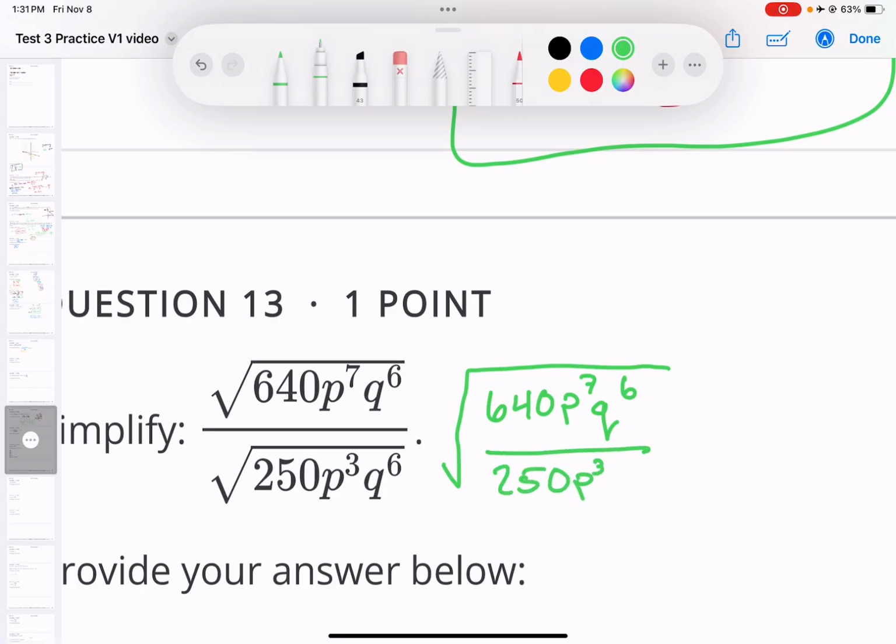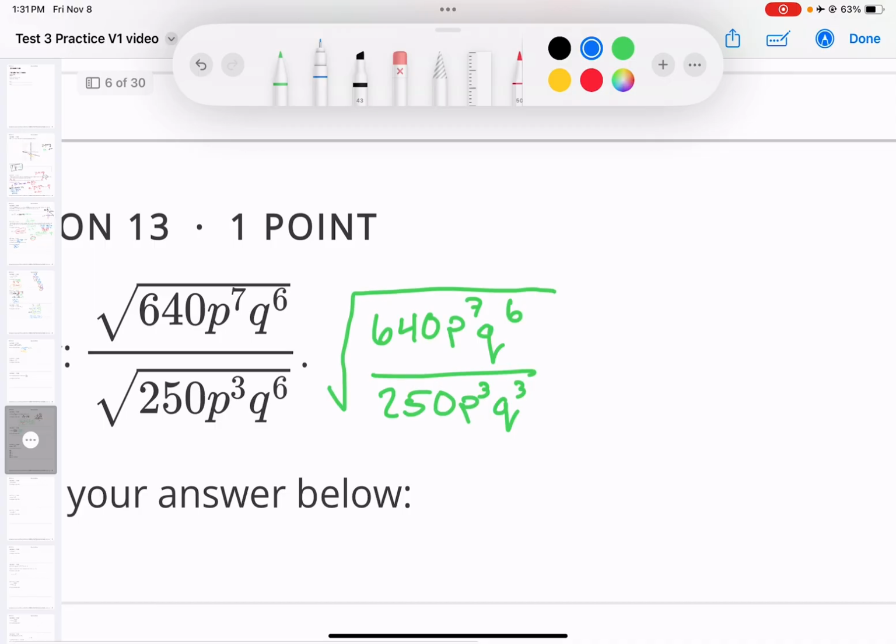P to the third, Q to the sixth. And we could simplify under the radical before we do anything else. Honestly, that's probably how I would do it, just so there's less I have to find the square root of. And that's not right. This should be the sixth. Okay, so if we simplify, those go away. So still got here.